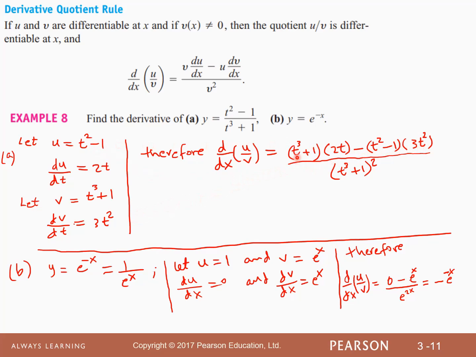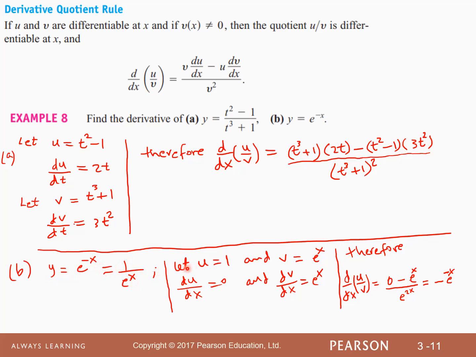So we have v derivative of u minus u derivative of v, and then we have to divide that by v squared, and we know that v is equal to t cubed plus 1, so v squared is t cubed plus 1 all squared. Now this is the end of the first part. The second part, y equal to e to the negative x. So we put y equal to e to the negative x, and we take e to the x down, so it will be equal to 1 over e to the x.